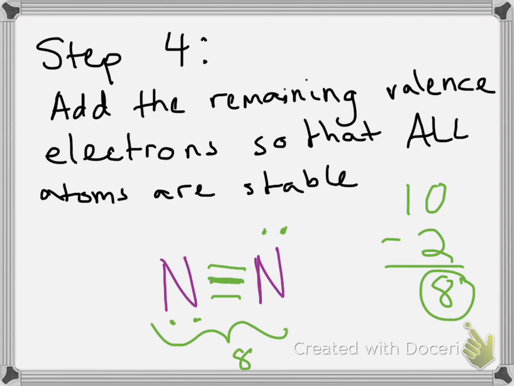And now my nitrogen on the left has 2, 4, 6, 8 electrons, and my nitrogen on the right has 2, 4, 6, 8 electrons. So they're both stable. Now I need to double check that I've only used 10 electrons. So I have used 1, 2, 3, 4, 5, 6, 7, 8, 9, 10. So I have used 10, and this is my correct structure of N2.